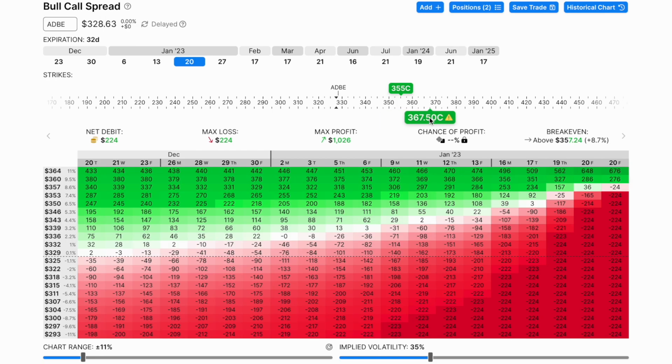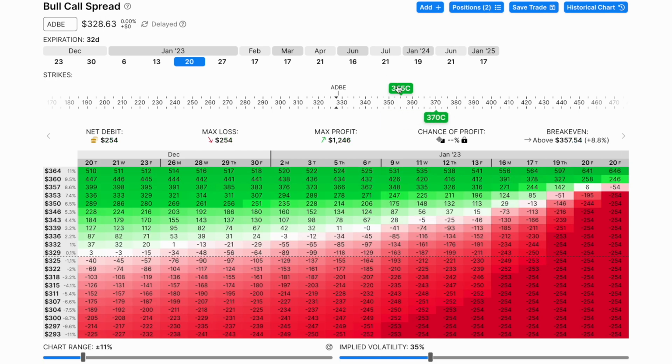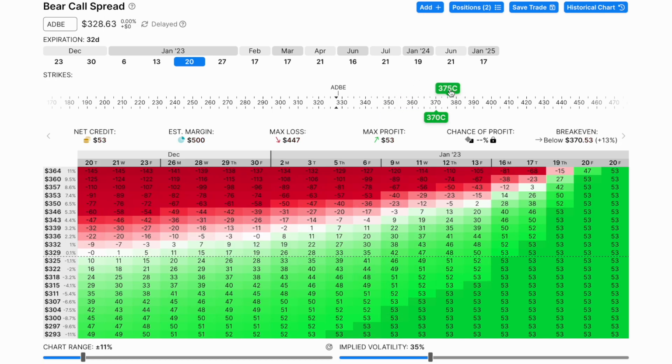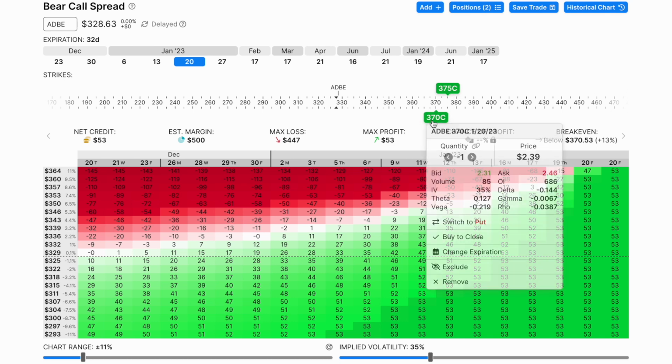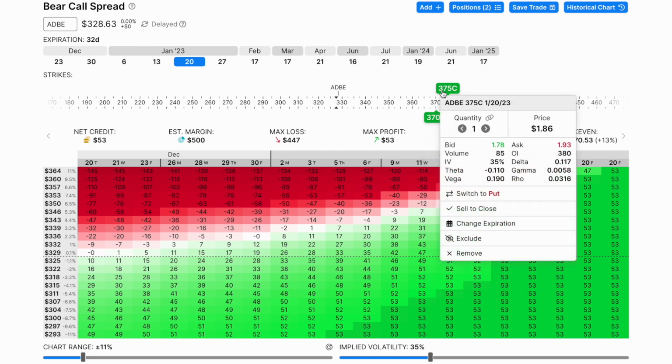So in the next scenario, if I'm a little bit more conservative, I'm going to choose a 370 and let's say a 375. So looking at this, we're going to sell a 370 call, collect 239, but then we're going to protect ourselves 5 points higher. We're going to buy a 375 call and pay $1.86. So that's going to result in a net credit of $53, and we're going to be putting up $500 of collateral or margin per se.